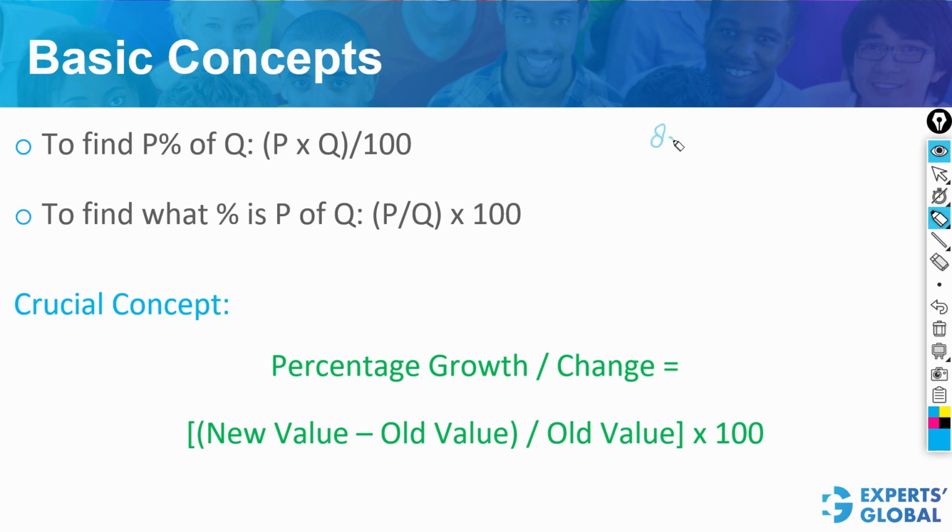Therefore, if 80 becomes 100, the percentage change is new value minus old value divided by old value times 100, which is a positive 25%. However, if 100 becomes 80, now the percentage change is new value minus old value divided by old value times 100. So this leads to a negative 20% change.